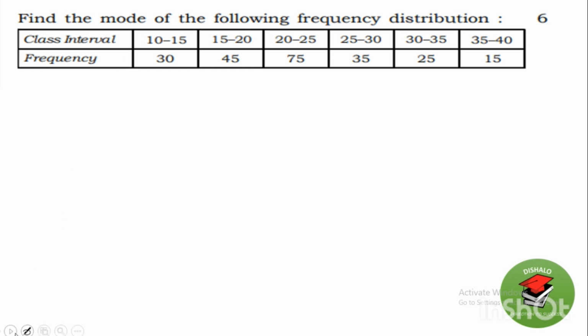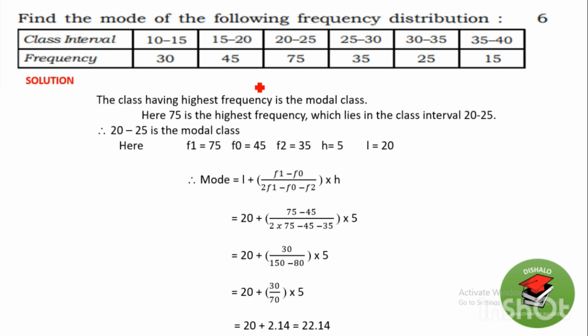Mode is very easy. You just have to identify which is the modal class. The modal class is the class which has the highest frequency. So if you see the frequency here, the highest frequency is 75. So 20 to 25 is the modal class. And if this is the modal class, what is my f1? f1 is the frequency of the modal class, 75.